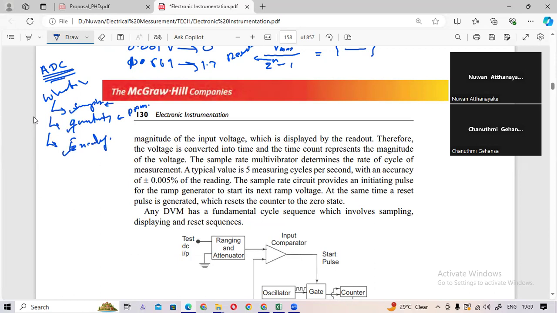Sampling means getting a sample voltage value. Quantizing means approximating it to a voltage level that can be represented in binary form. Then encoding means representing the quantized voltage level in binary form. So that is ADC.